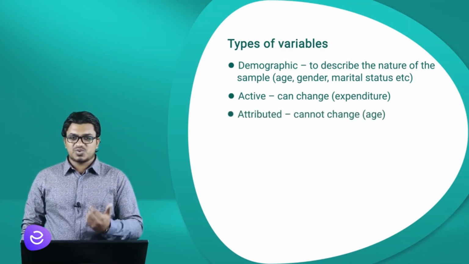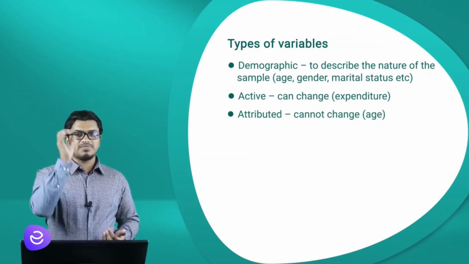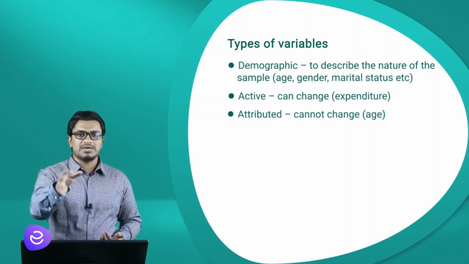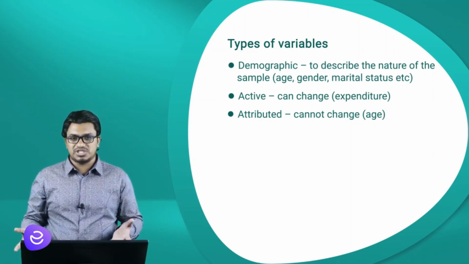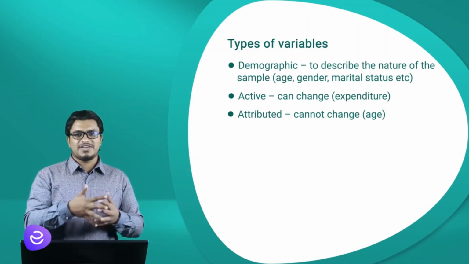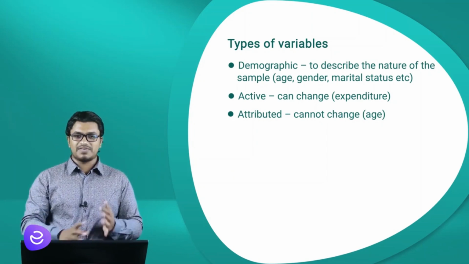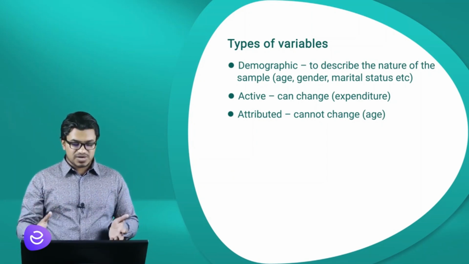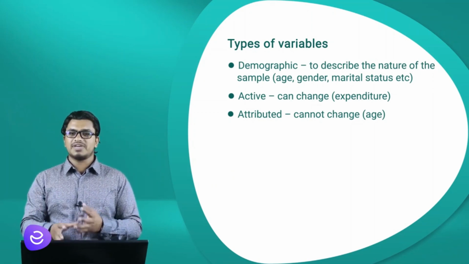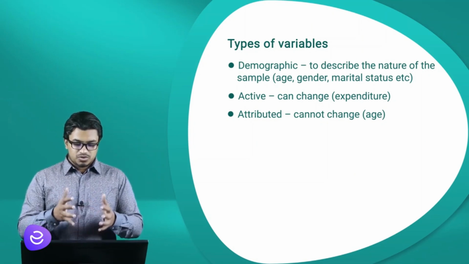Attributed variables, the next one, means which cannot be changed, like the age of a person. You ask him the age this time, you ask him the next time, the age will not change, or it does not have an effect on the variables. So that is what we call some types of variables. We have continuous, non-continuous, dependent, independent, extraneous, categorical, demographic, active variable and attributed variable. Now those are about variables. Let's come to hypothesis.